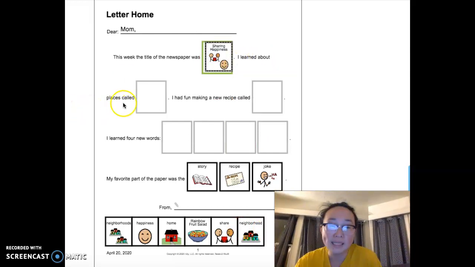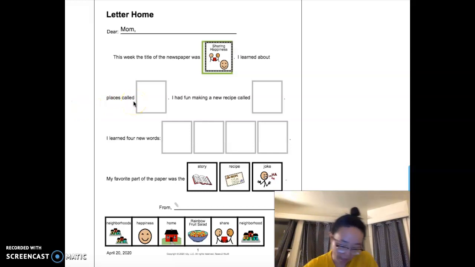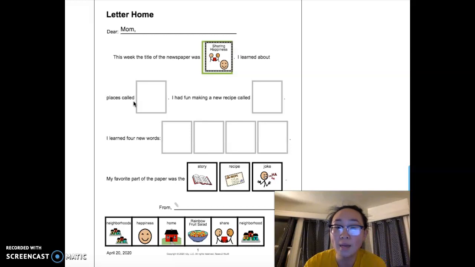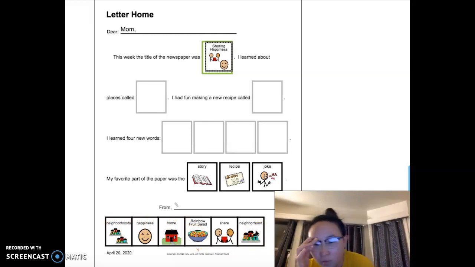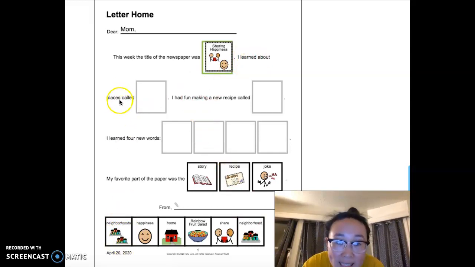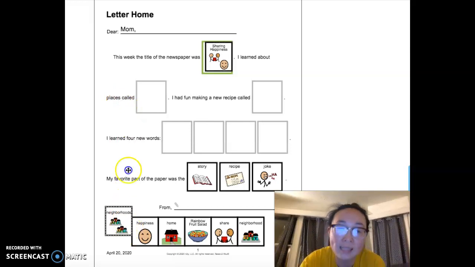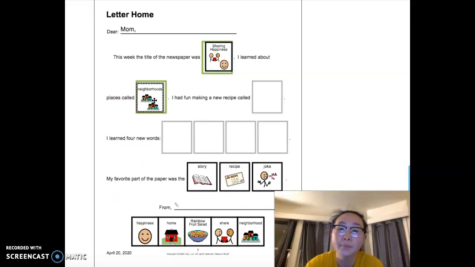I learned about places called, we learned, what places did we learn about? If you look in your webbing, that will help you the most. Is it neighborhoods, happiness, home, rainbow fruit salad, share, or neighborhood? So the answer is I learned about places called neighborhoods. And we know it's this one because this one says places with this S, and this one says neighborhoods with an S. So it's talking about more than one place.